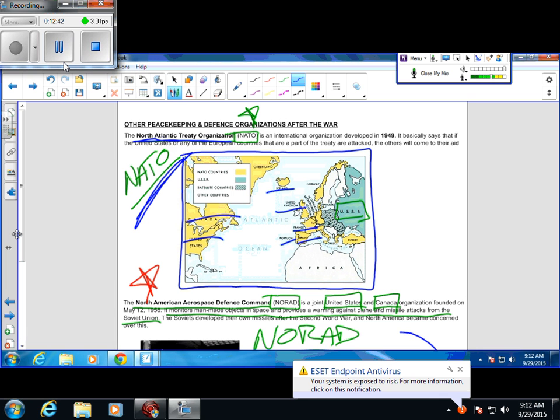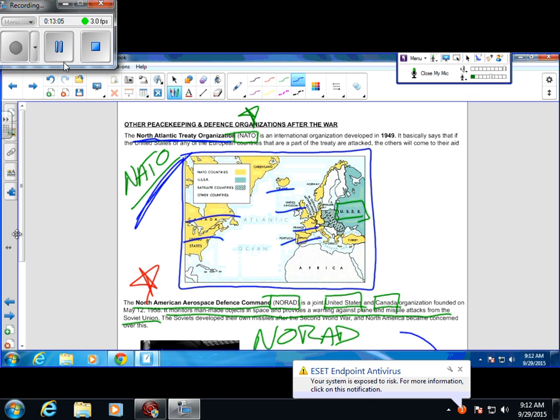So what is NATO? NATO is an international organization developed in 1949, and we still have NATO today. NATO basically says that if the United States or any other European countries that are part of the treaty are attacked, others will come and aid.